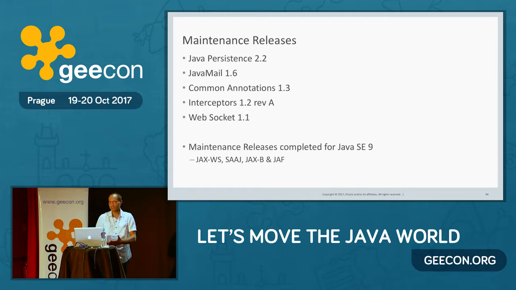But starting with EE8, the definition of the dependency on these specifications was moved to be provided by the platform, by the SE platform. Until EE7, there was a direct dependency on a specific version of these APIs, but starting from EE8, it's defined as provided by the platform.